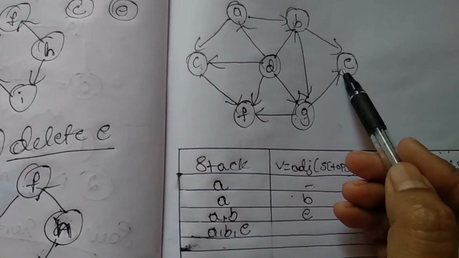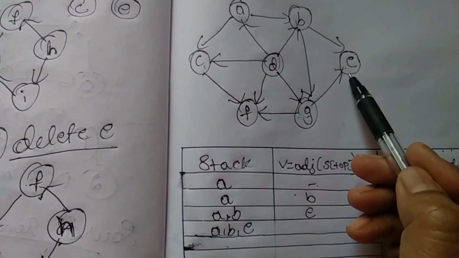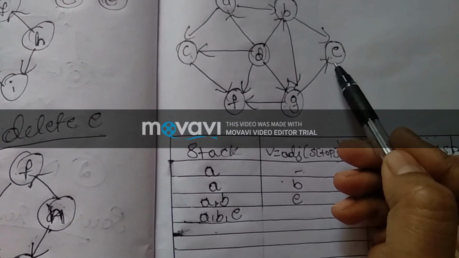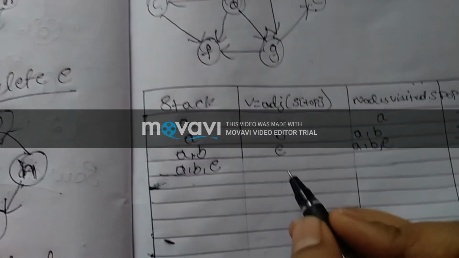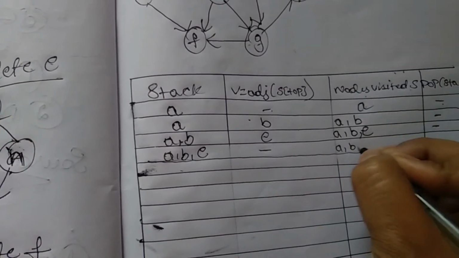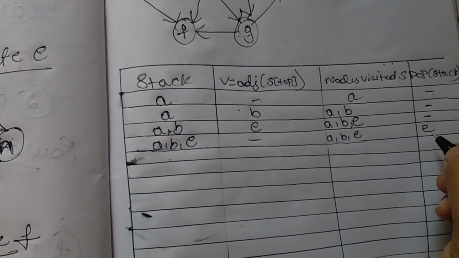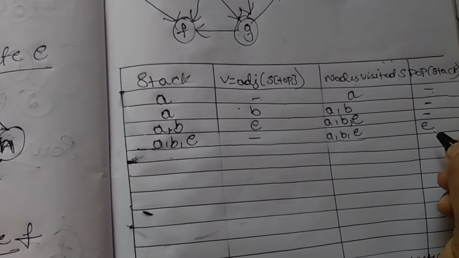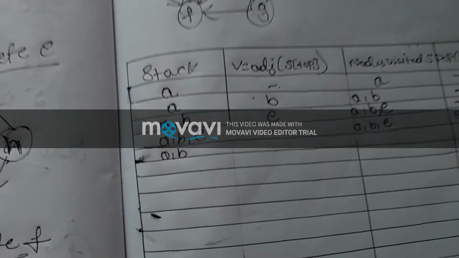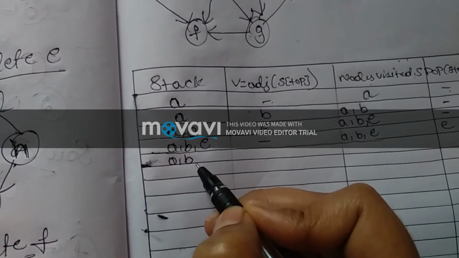See, E. Are there any outgoing edges? No. If there are no outgoing edges, there is no adjacent vertex for E. In this case, you have to just pop E from the stack. Is there any adjacency vertex? No. Nodes visited will remain as it is, A, B and E. Now you have to pop E. The first element I have popped is E. If I popped E, what will be on top of the stack? E is popped from the stack, so A comma B will be on top of the stack.